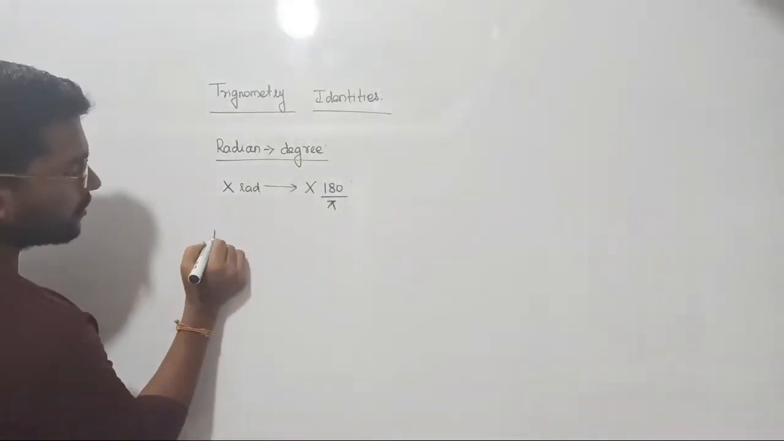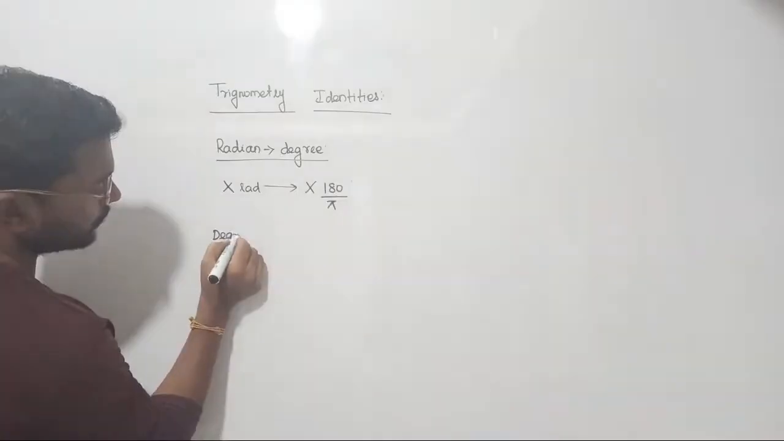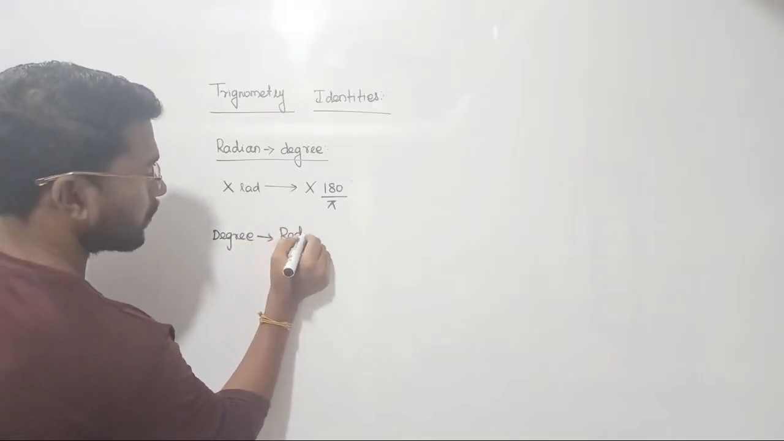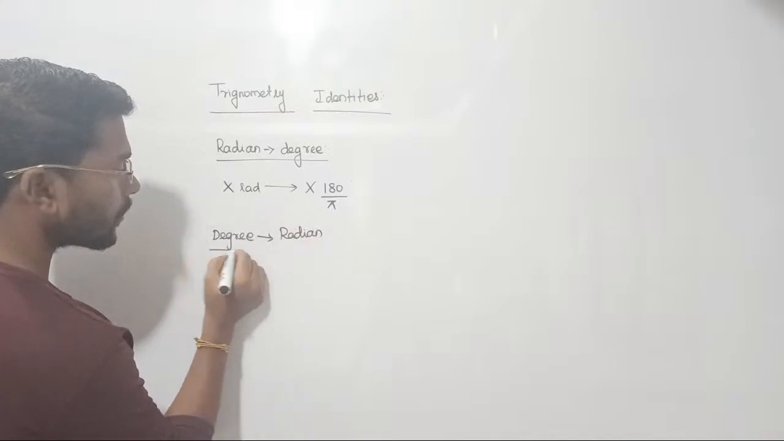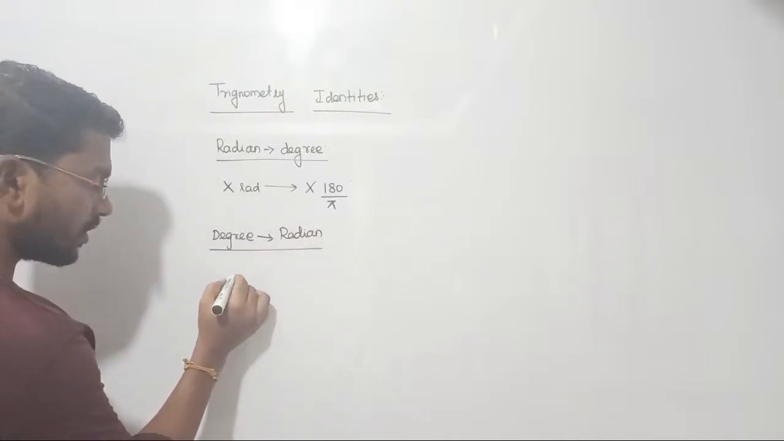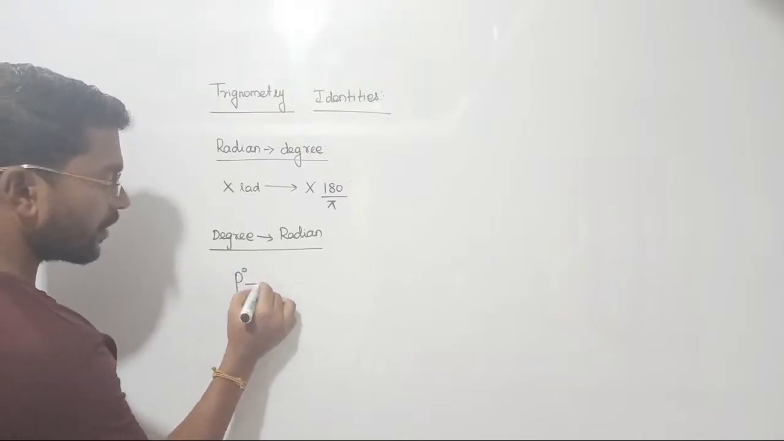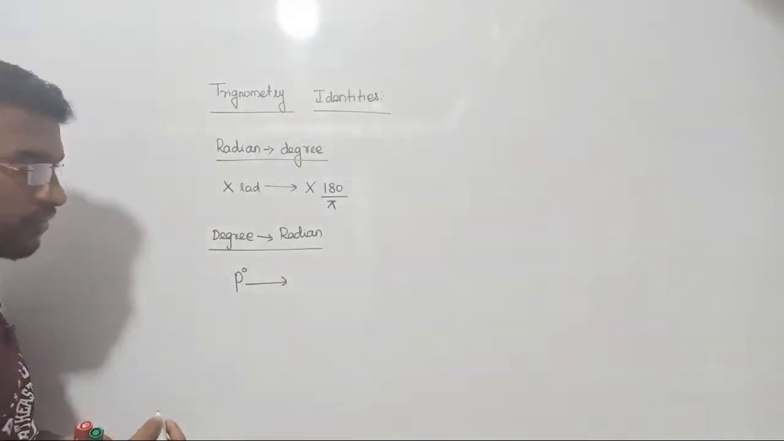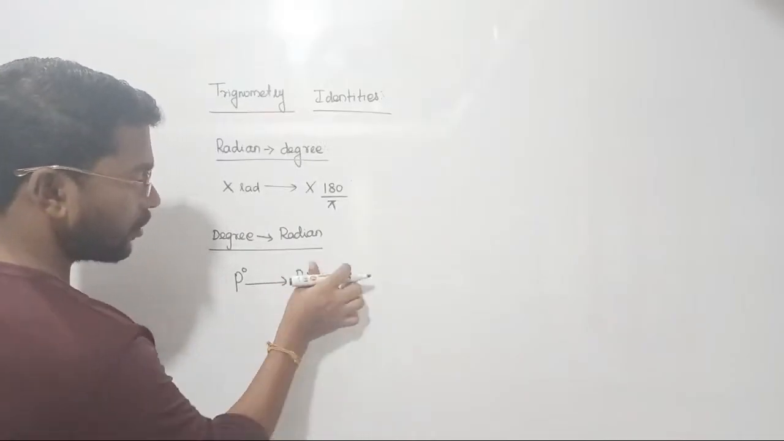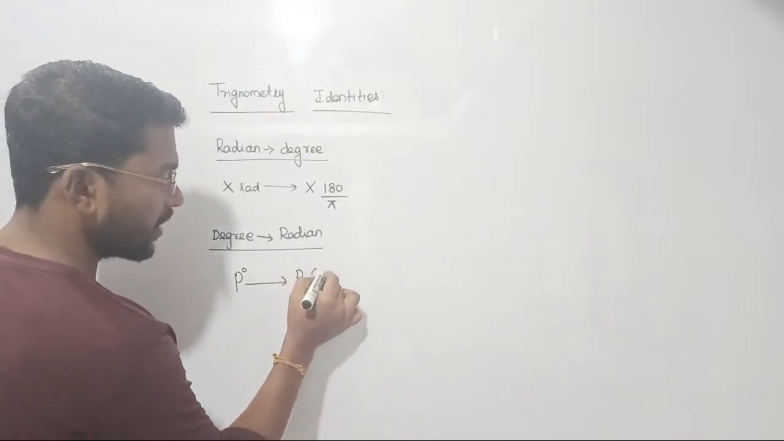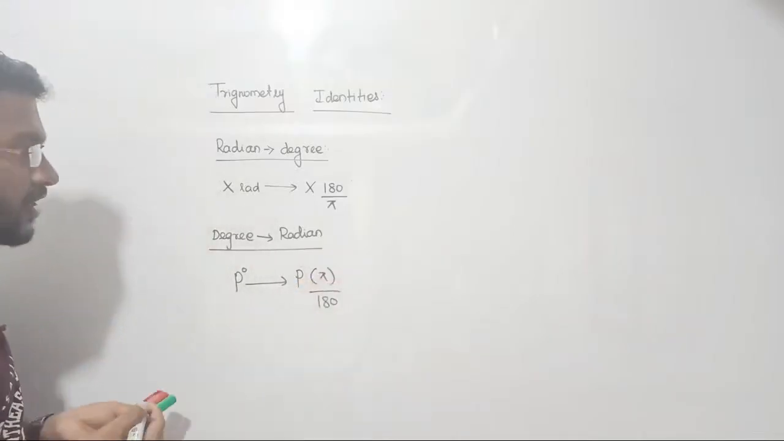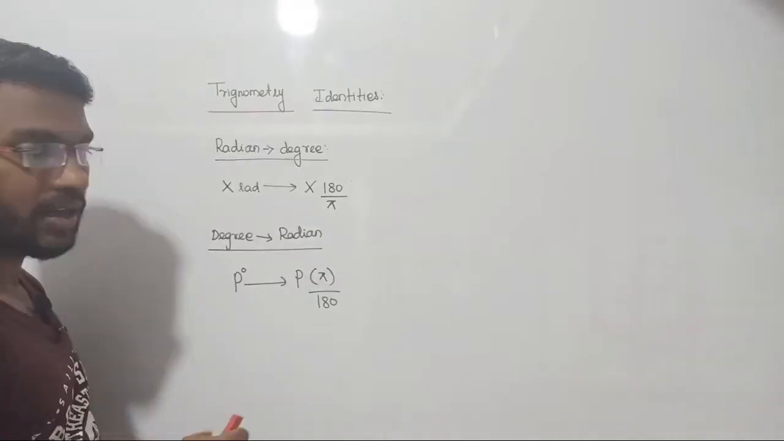Right? Let us discuss degree to radian conversion. For an example, I have a certain function, let us consider p degree. I would like to write its equivalent radian value, such that this p degree should be multiplied by pi and divided by 180, such that this function will be transformed into its equivalent radian, right?